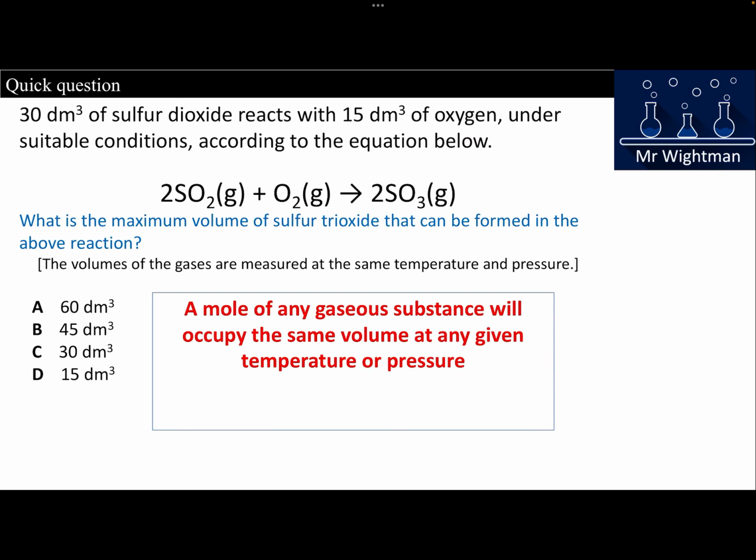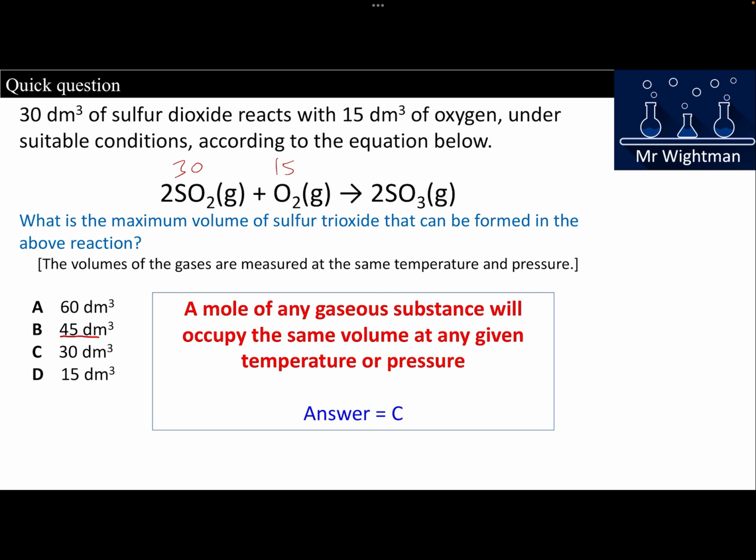So a quick question: if I didn't have 1 mole, but I had 30 litres or 30 dm cubed of sulphur dioxide reacting with 15 of oxygen, so 30 reacting with 15 in the ratio 2:1 to produce 2 lots of sulphur trioxide, which is SO3, what is the maximum volume of sulphur trioxide that can be formed in that reaction? A, B, C or D? Have a moment to think. If you're ready, the answer is C.